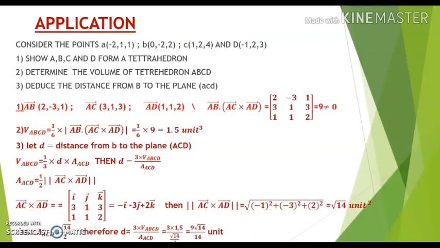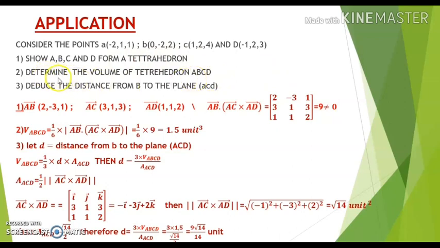Let's go to an application. Consider the points A, B, C, and D. First question is to show that A, B, C, D form a tetrahedron. We need to find first the coordinates of the three vectors AB, AC, and AD and calculate the mixed product of the three vectors, put them in the form of a matrix, we get 9 not equal to 0. Then A, B, C, D form a tetrahedron.